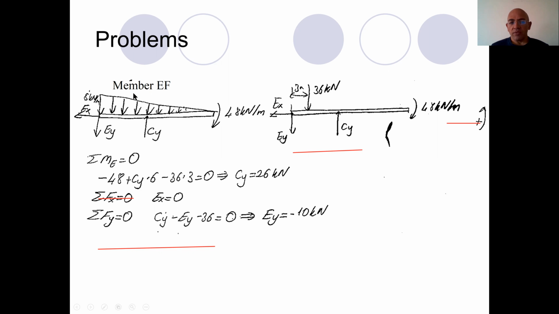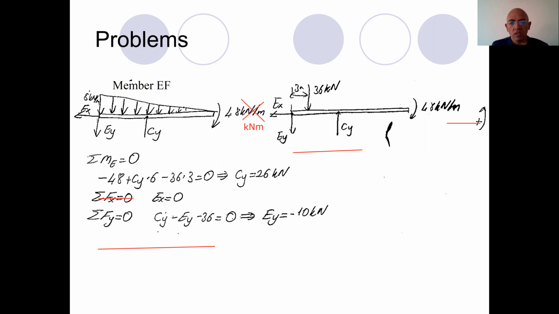We have the member EF. This is our last member. And remember that the peak magnitude is 8 kilonewtons. And sorry, just corrected. This is not 48 kilonewton per meters. The unit has to be kilonewton meters. Okay, let's draw the free body diagram.